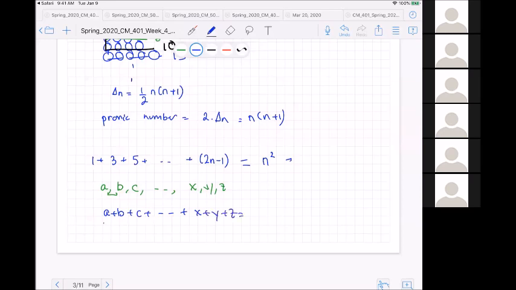So the sum of A plus B plus C all the way to X plus Y plus Z, again, there are n numbers here. This is going to be n times A plus Z over 2, okay? And this is an arithmetic sequence. It's going to be A plus Z.